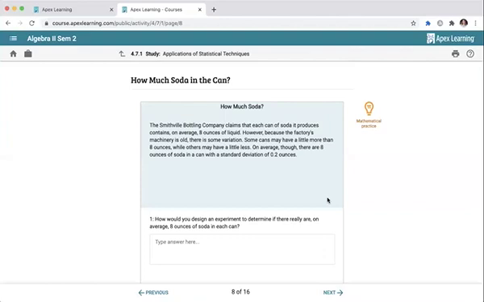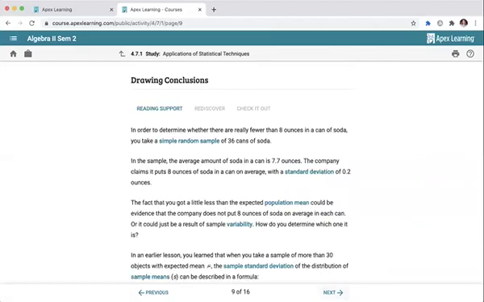Okay, and then of course here I'm going to let you guys do this problem, how much soda is in the can. All right, I'll let you work through that problem so that you can understand what's going on there. And basically what it all really boils down to here is we can take a sample of our cans, so a random sample, and they said 36 cans of soda.